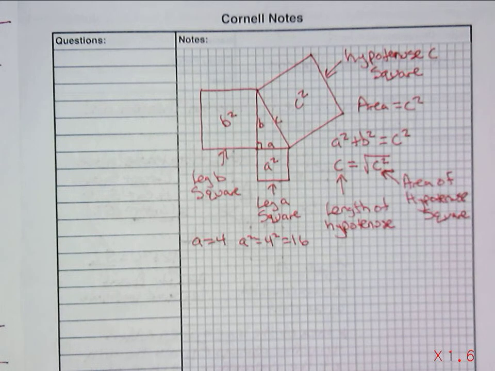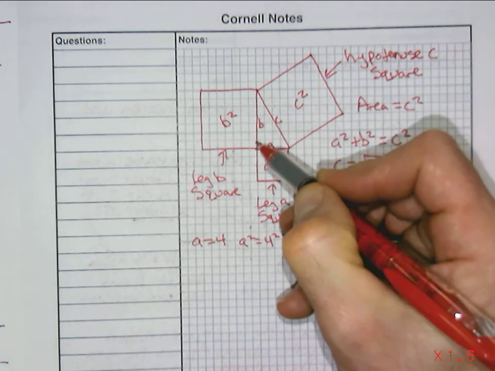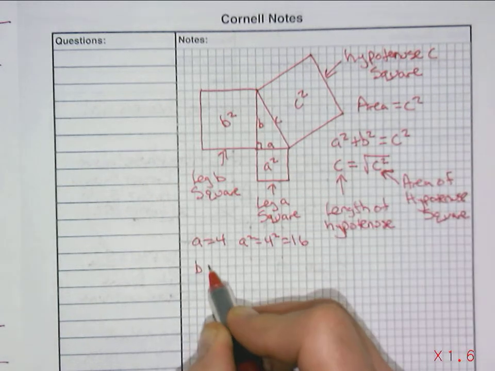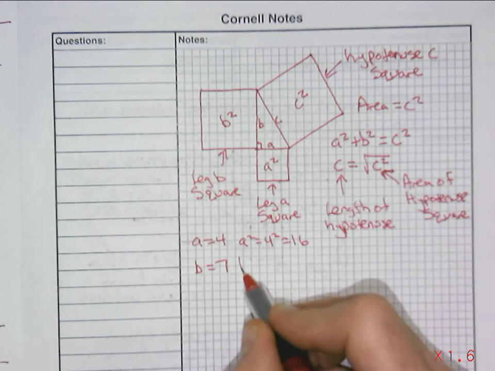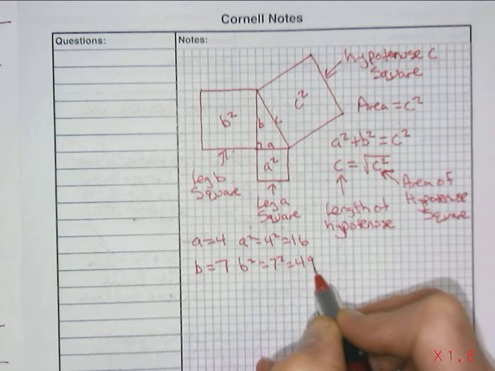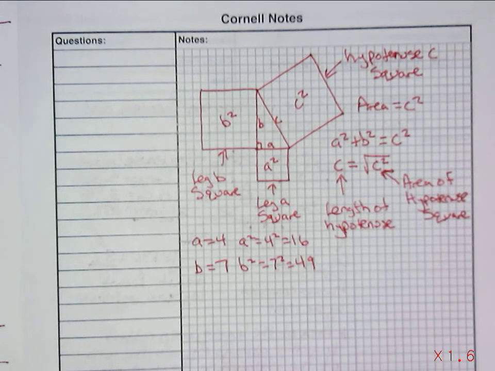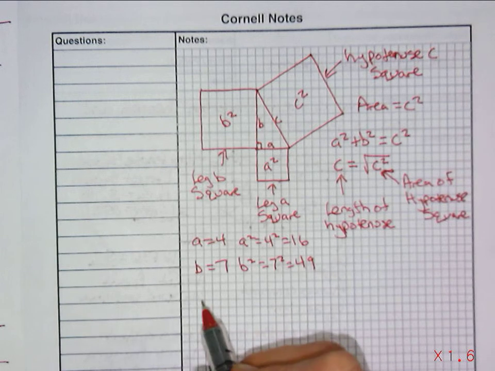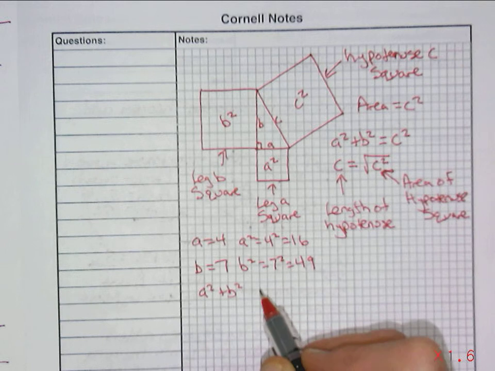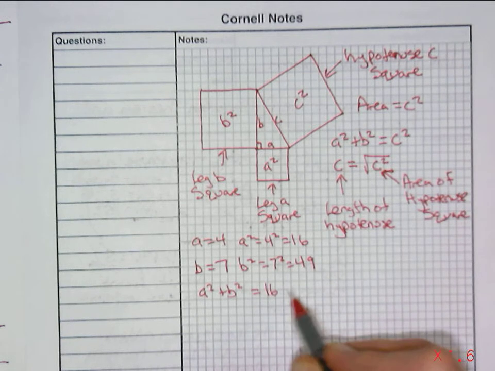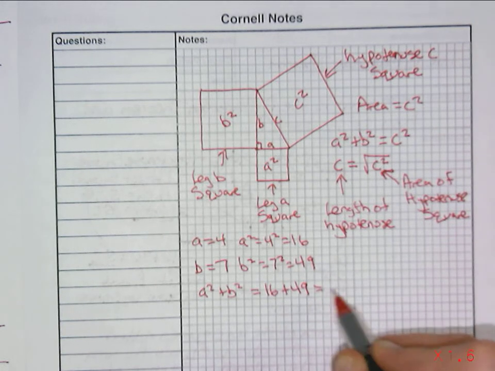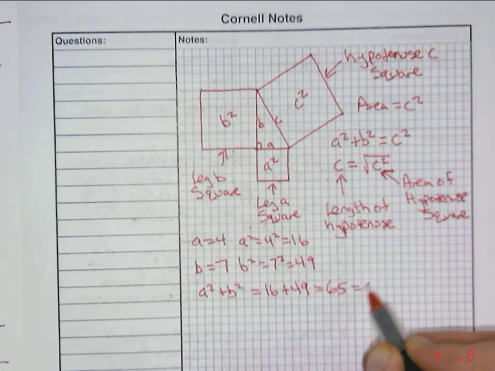The B side is 1, 2, 3, 4, 5, 6, 7. So B is 7 units long. And so B squared would be 7 squared, or 49. And so if our theorem holds true, A squared plus B squared would be 16 plus 49, or 65, would equal C squared.